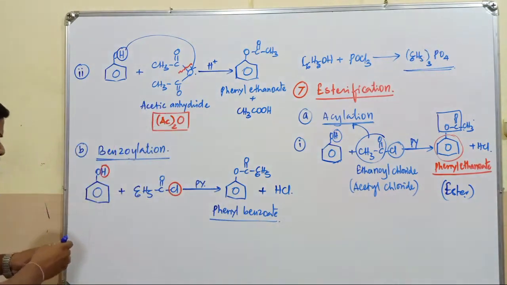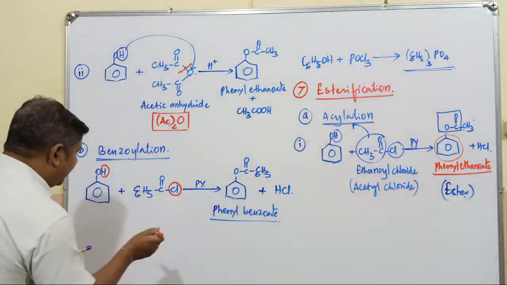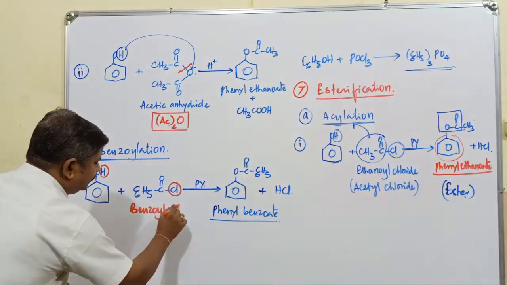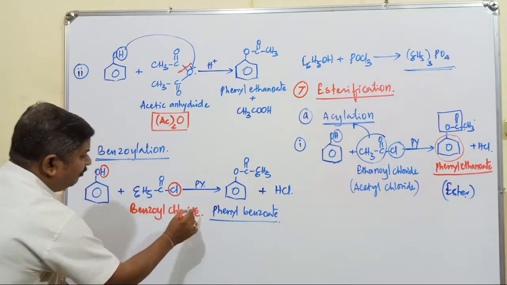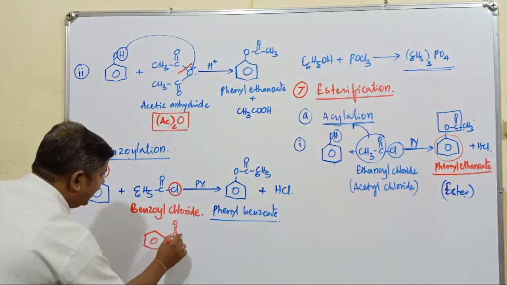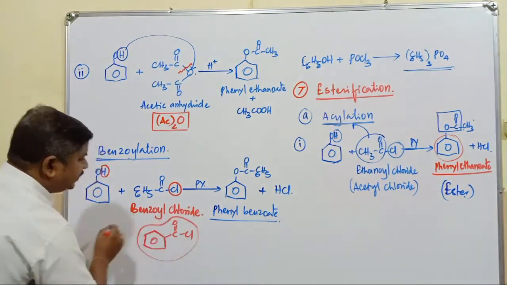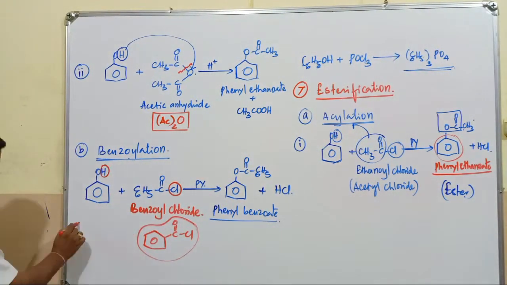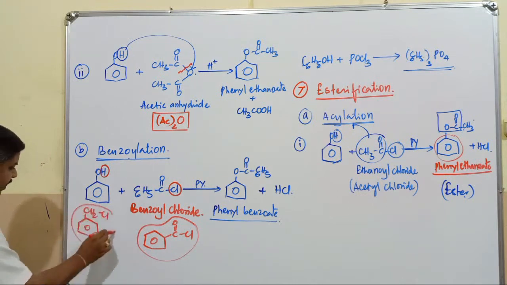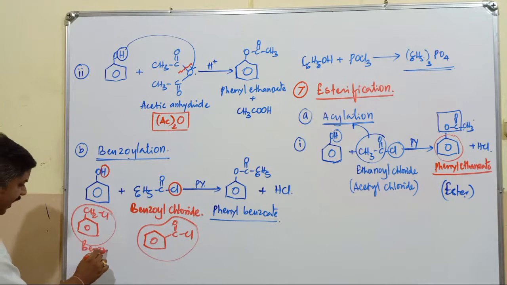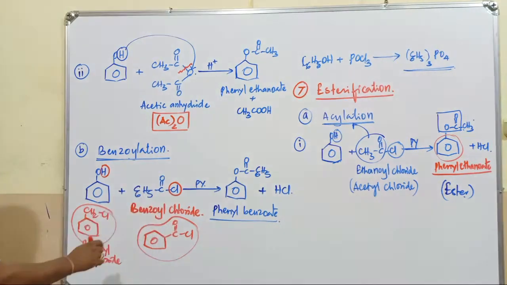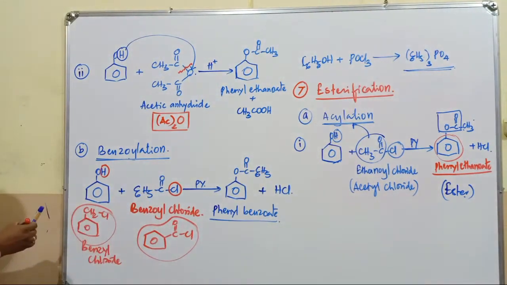You can draw the structure of this C6H5COCl. What's the name of this compound? This is known as benzoyl chloride. It is not benzyl, it is benzoyl chloride. You can write the structure of this compound as C double bond OCl. That is benzoyl chloride. And this is benzyl chloride, students. Don't get confused. CH2Cl. What is the name of this one? It is benzyl chloride. What is this compound? Benzoyl chloride. CO is there. Here CH2 is there. That is the difference here.